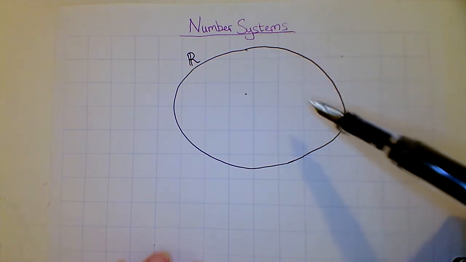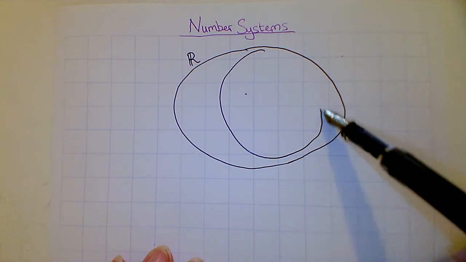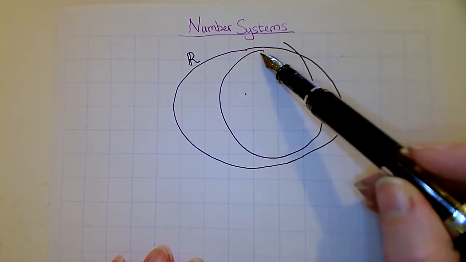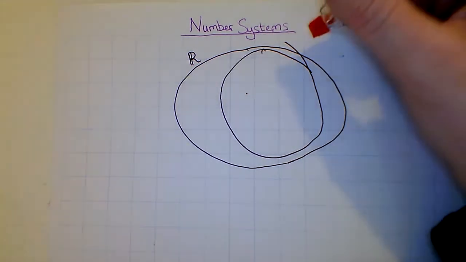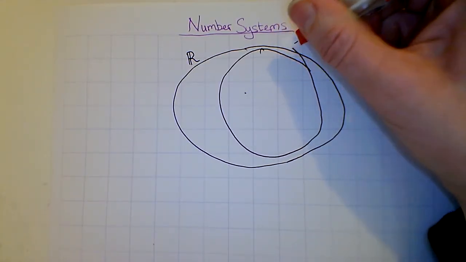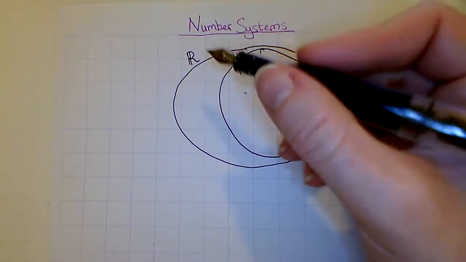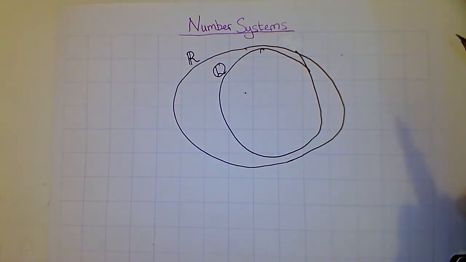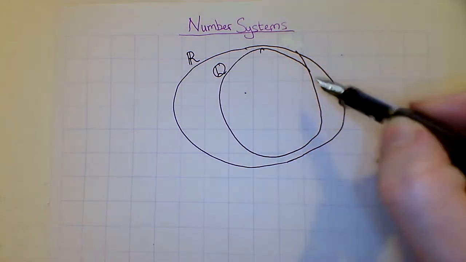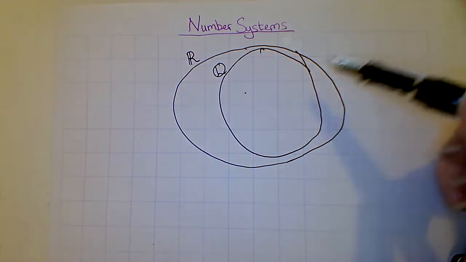Inside the real numbers, there's a subset that we call the rational numbers. Now, the rational numbers are not represented with an R because we already used that for the real numbers. Sorry, my circle got a little bit out of hand there. The rational numbers are represented by the letter Q, which is Q for quotient, and they're every number that can be written as a fraction. Every rational number is also a real number because it's inside of it.